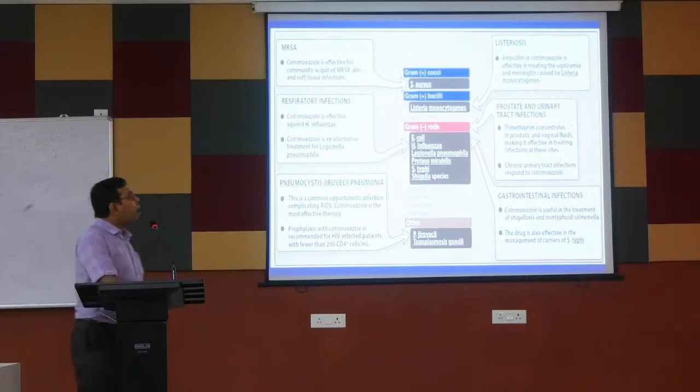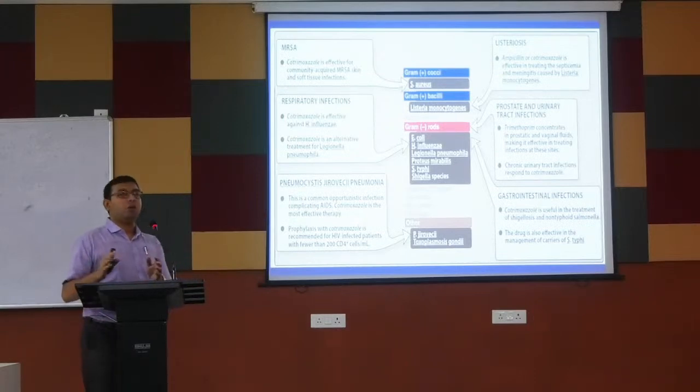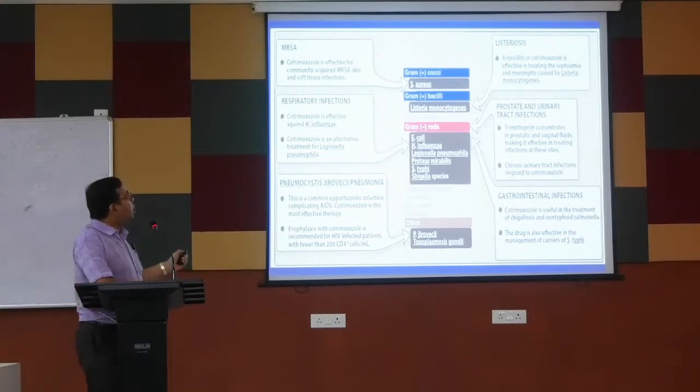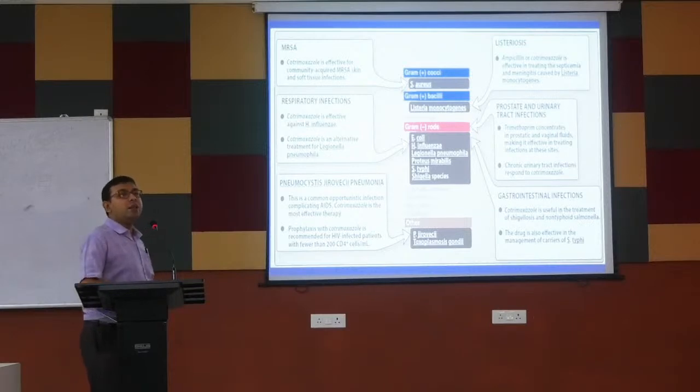So you can see in a nutshell, different types of agents: gram-positive cocci, gram-positive bacilli, Staphylococcus, Listeria, gram-negative cocci and rods, E. coli, Haemophilus influenzae, Proteus, typhi, anaerobic organisms, Pneumocystis jirovecii, Toxoplasma gondii, all are covered by cotrimoxazole. And you can see it can be used in MRSA, that is methicillin-resistant Staphylococcus.